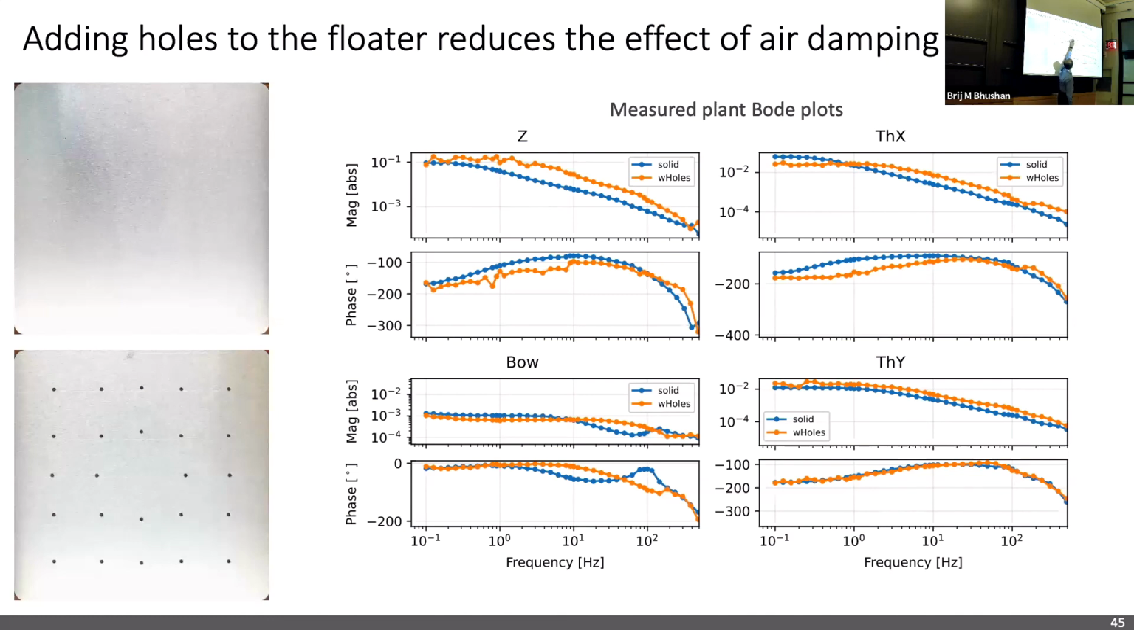And yes, the effect of damping is significantly reduced by almost 5 times. The plant has 5 times greater magnitude, but we didn't do more experiments from this because it was very hard to get rid of all the burrs from the numerous holes that we drilled, and that was creating scratches on the dielectric every time it would clamp. So we did not proceed too much with this floater.